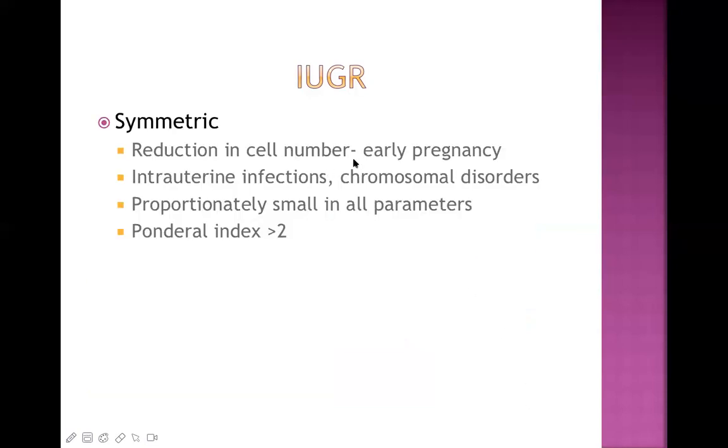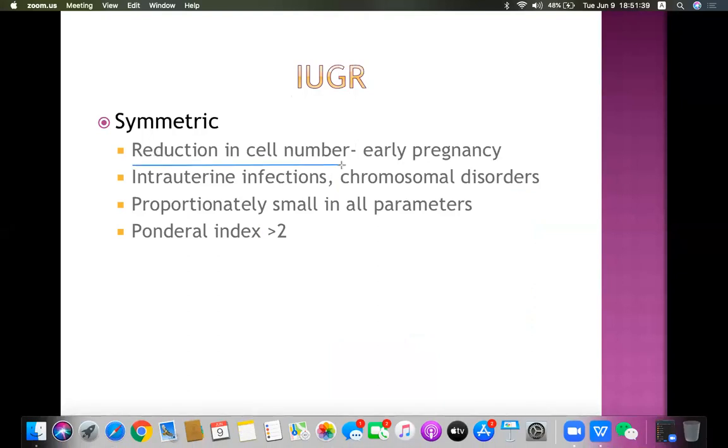Now, what about symmetric IUGR? What's the difference? The symmetric IUGR baby also has reduction in cell number, and this reduction in cell number occurs because they are affected from early pregnancy. Now, let's quickly compare regarding the cell number here. In asymmetrical IUGR, the size of the cells are decreased, but the numbers may be the same. But in symmetrical IUGR, because they are affected from a much earlier pregnancy period, the cell number itself is decreased. This means the overall size of the symmetrical IUGR baby is small. They look much smaller than asymmetrical IUGR.